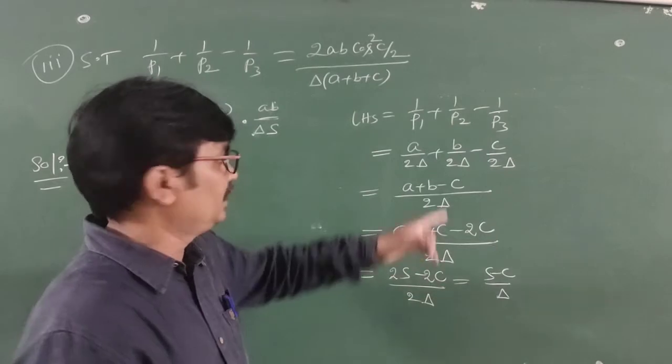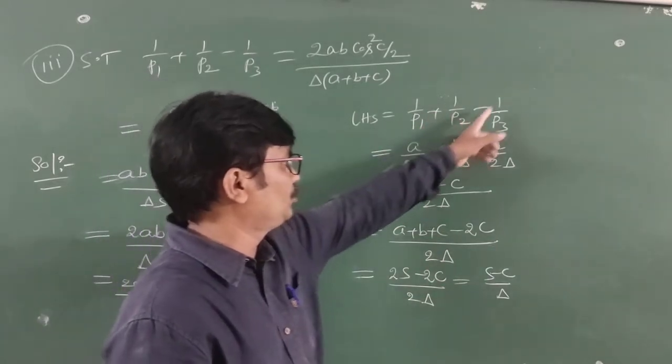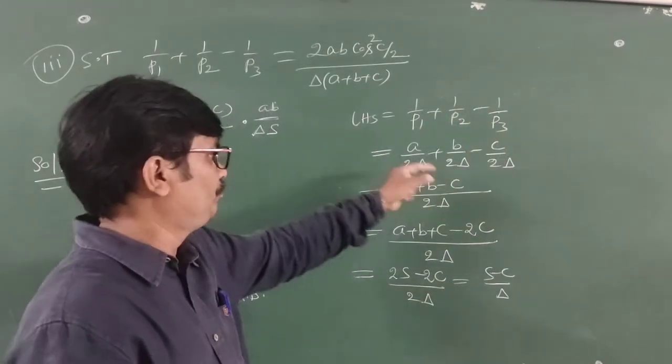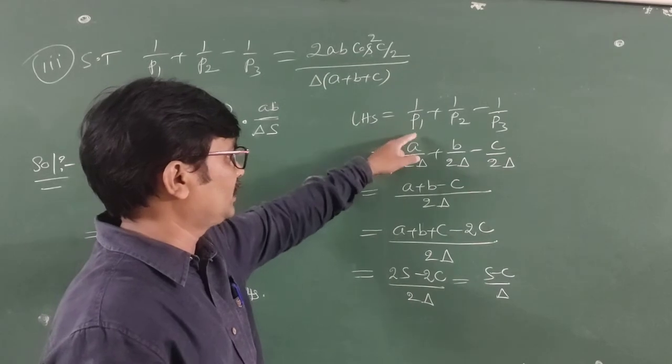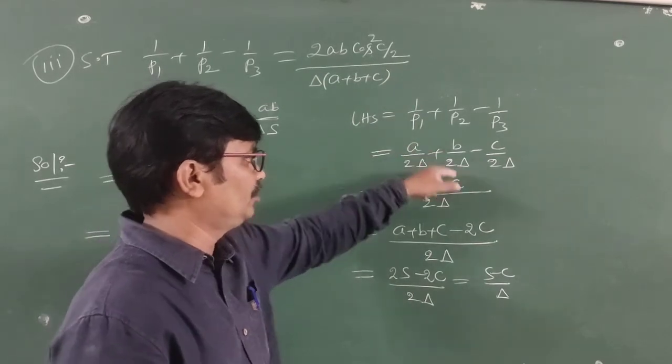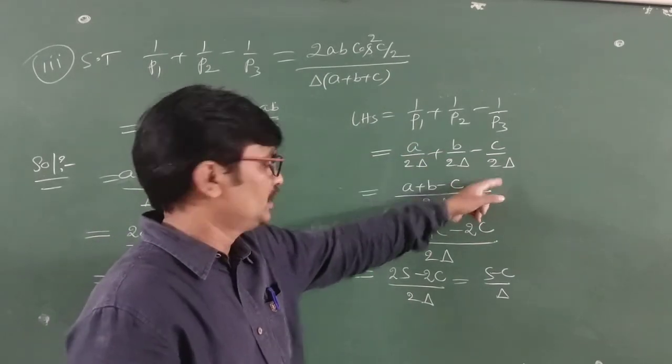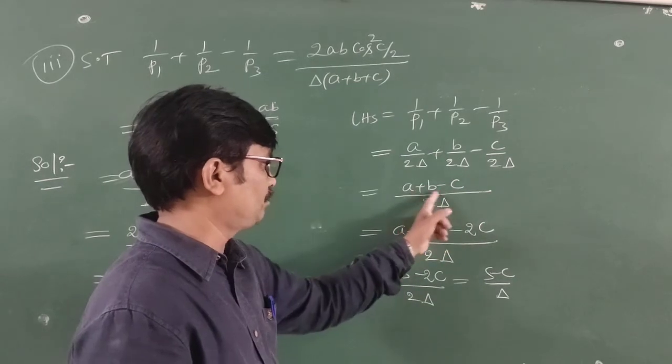Write down, students, how to write this. So students, 1 by p1 plus 1 by p2 minus 1 by p3. p1 is 2 delta by a, that is, a by 2 delta, b by 2 delta, c by 2 delta. LCM is 2 delta, and we get a plus b minus c.